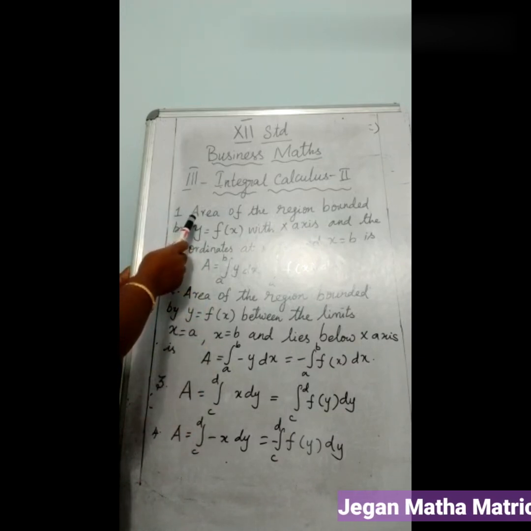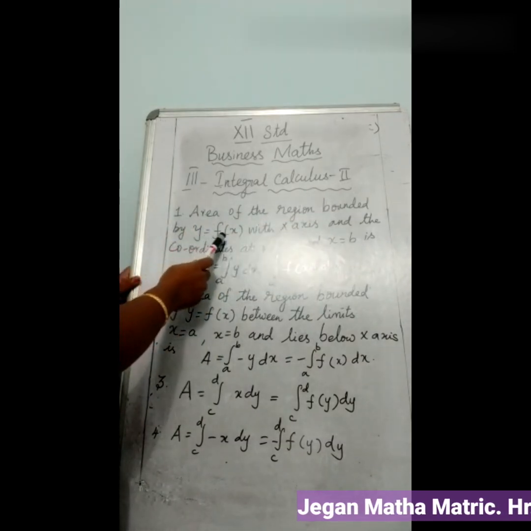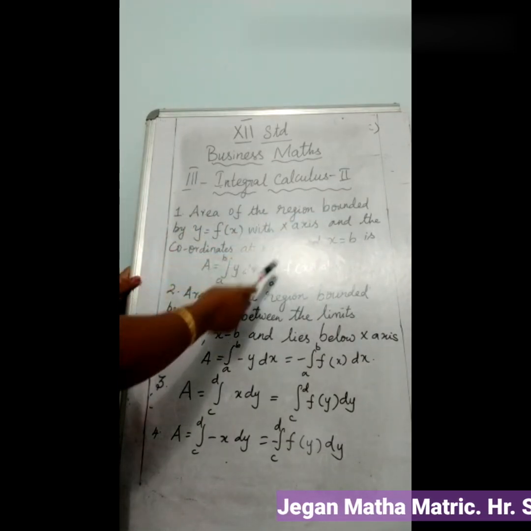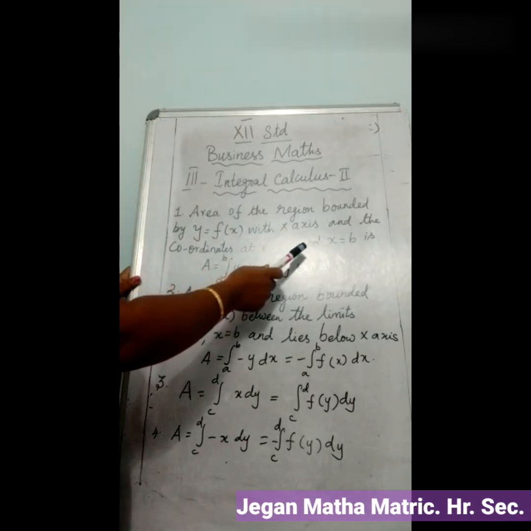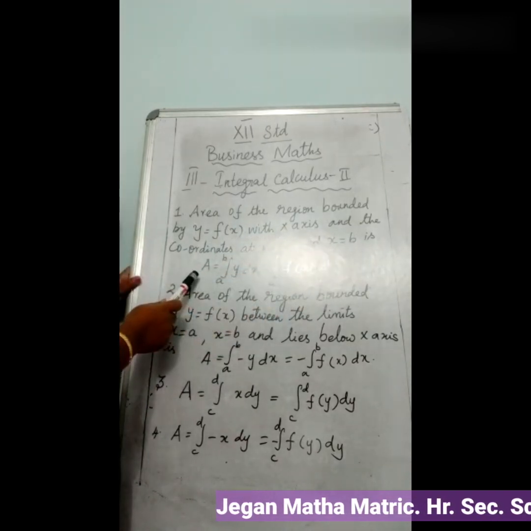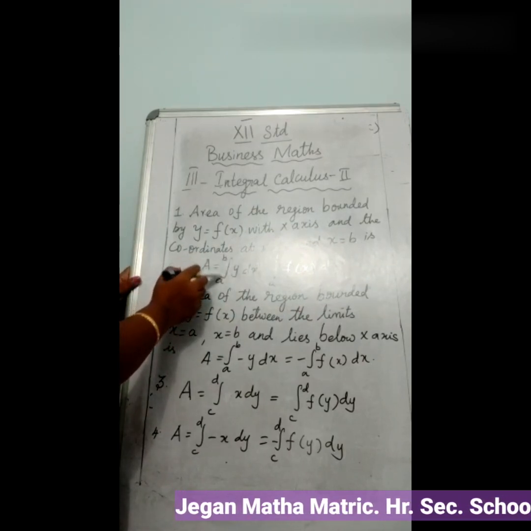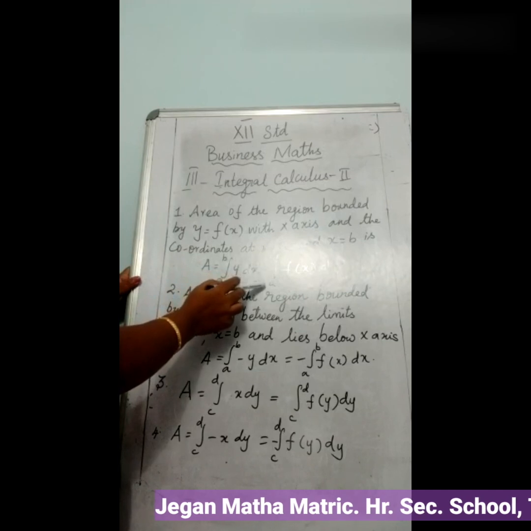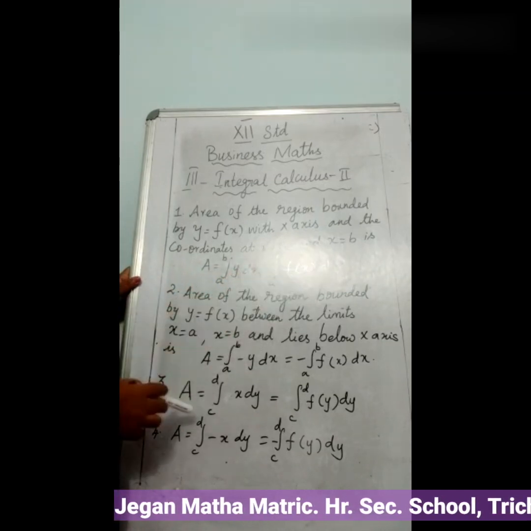I will explain that. Area of the region bounded by y = f(x) with the x-axis and the coordinates at x = a and x = b is A = integral of a to b y dx = integral of a to b f(x) dx.